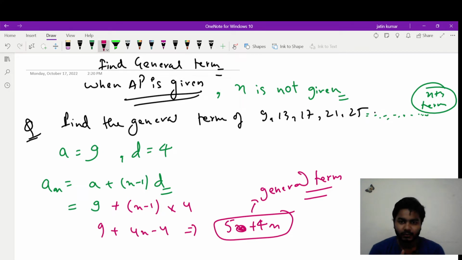So you have found A, you have found D, then you will put the formula of the last term: A plus n minus 1 into D. I have already told you the concept. You will get the values of A and D from the AP itself, put the values and find the general term. That's what I have done here also.